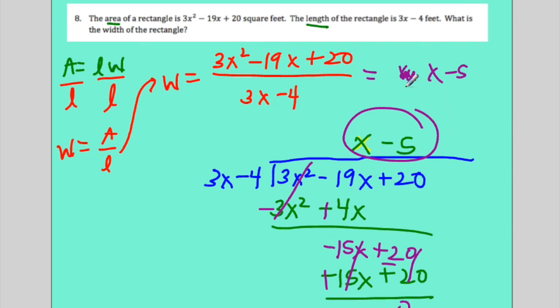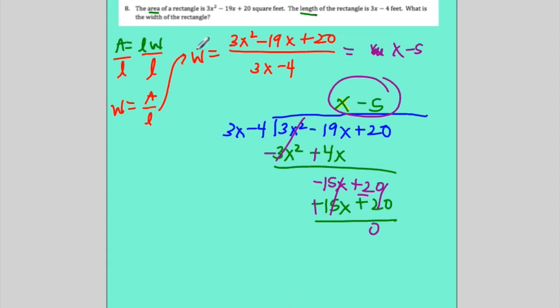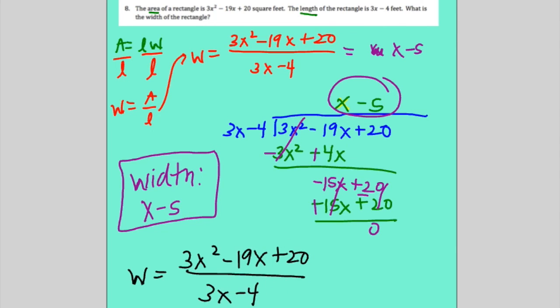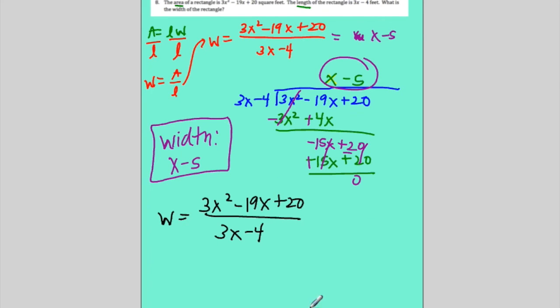That is my width. I do want to point something out, though. Okay, let's just write this down. It's x minus 5. Is there another way I could have solved this problem? Did I have to do long division? We have solved problems like this before. What you would have needed to do was factor the numerator. So if I factor my numerator, if I look at what my denominator is, it's probably giving me a pretty good hint. But to factor this, I would have to do guess and check.